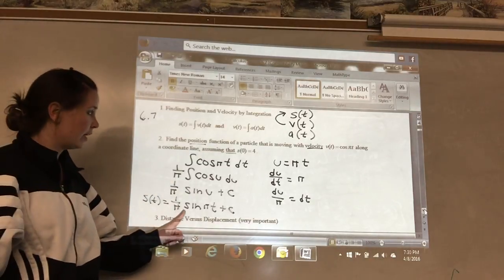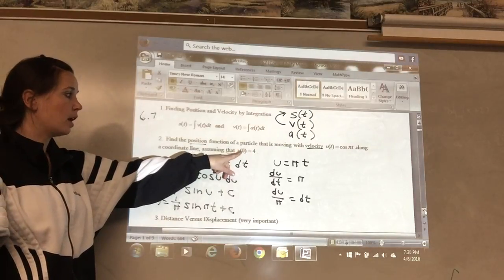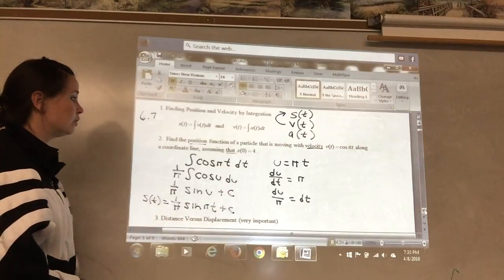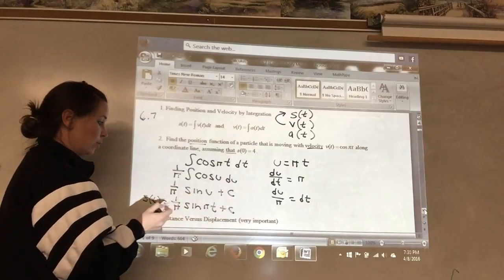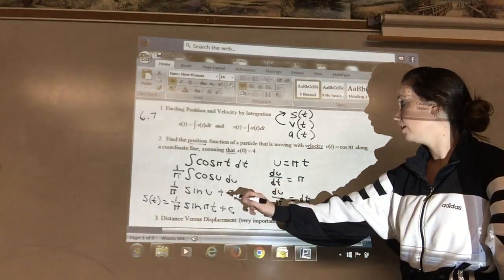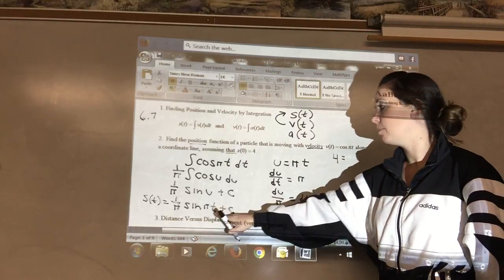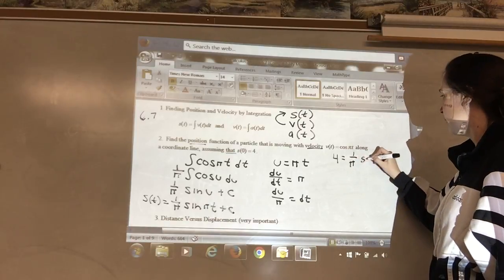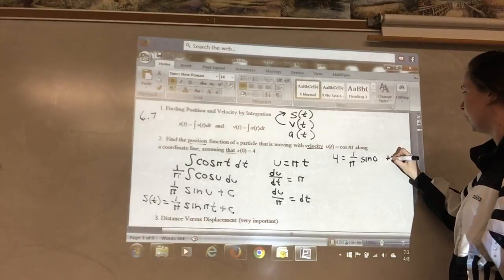So when I have this, they also provide me a condition. They tell me that the position at 0 is 4. So if I sub in a 0 for my t, the answer is 4. So let's come over here and see what that can help me do. I'm going to write my answer to be 4. I'm going to take the 0 and sub it in for my t. So 1 over pi sine of 0, and then I have a plus c.